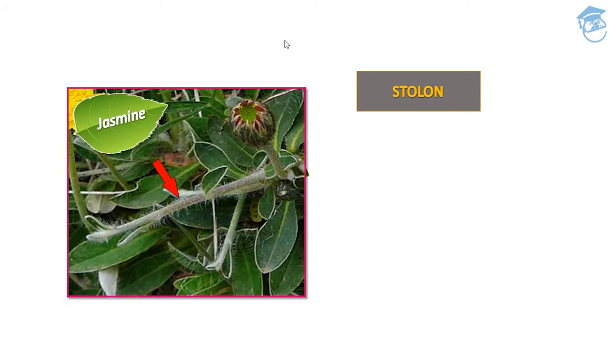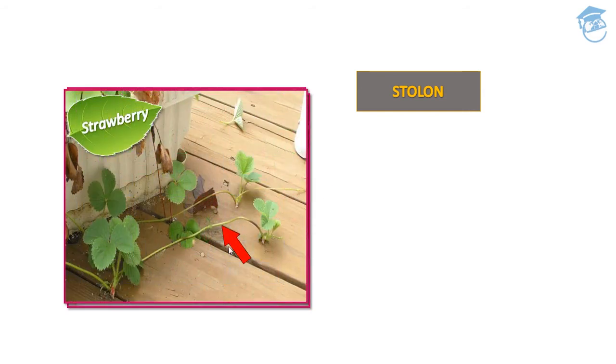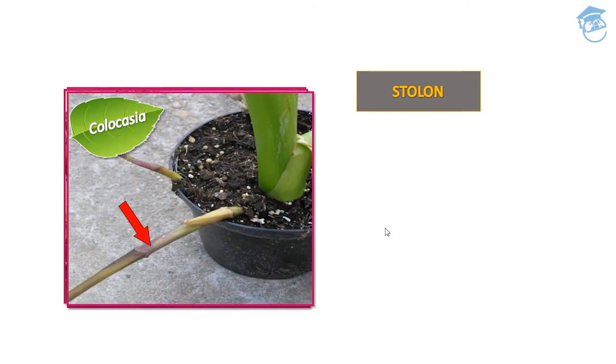In jasmine, stolon is there, and in mentha too. See, this is mentha, and in strawberry and colocasia. So these are the examples of stolon.